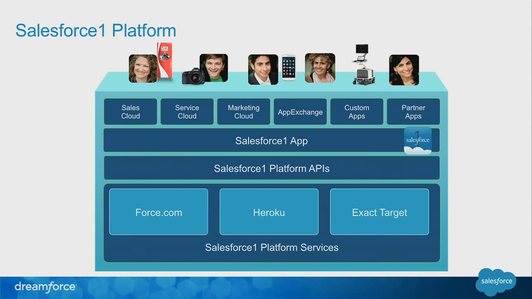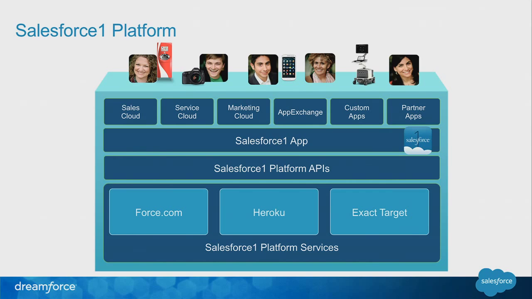Then you have the Salesforce1 app that sits underneath that. That's the mobile experience. That's the iOS app that you can install, or the Android app, or even the Windows Phone app. So that sits on top of that, so you can access all those things through the Salesforce1 app. Underneath that, you have the Salesforce1 Platform APIs. So these are all the SOAP and REST APIs that expose all the services to either those applications or external applications. And then underneath that, you have basically the core services.